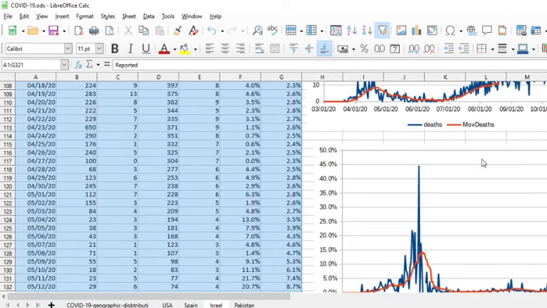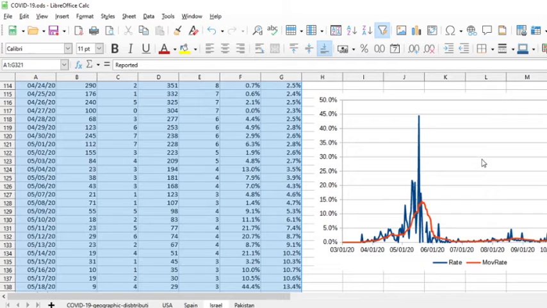Now we come down here and look at the mortality rate again. You can see the mortality rate is still really low. It's under 5% on average. So the mortality rate is extremely good. You've got declining cases, declining deaths, and a declining mortality rate. So Israel, you're doing a phenomenal job here, by the way.